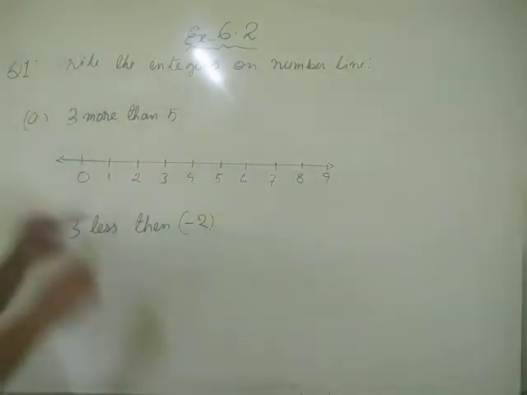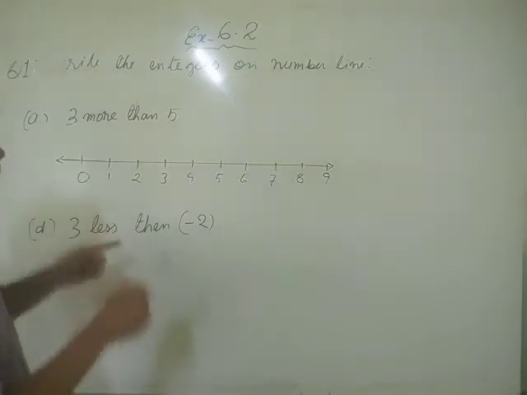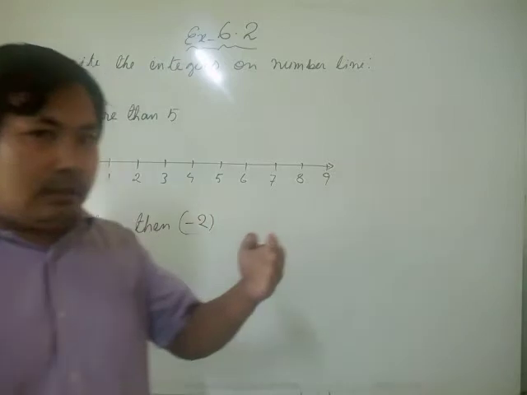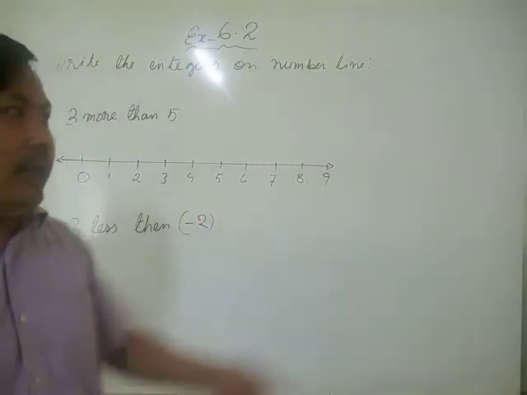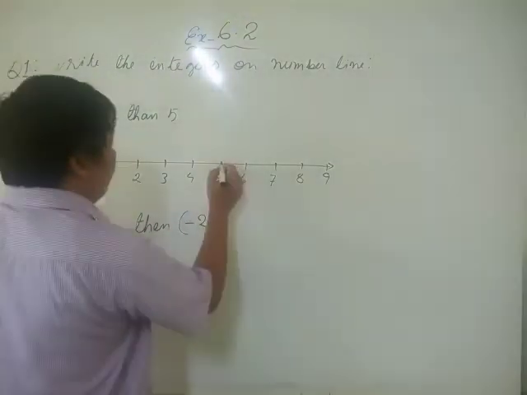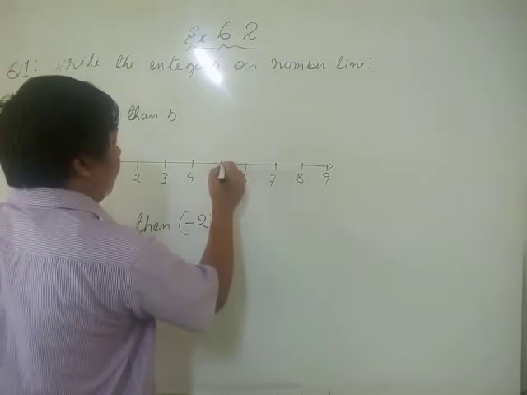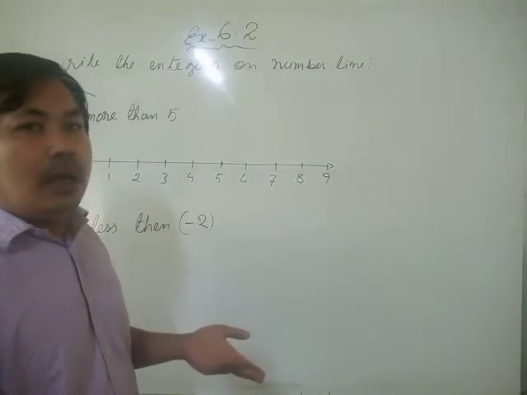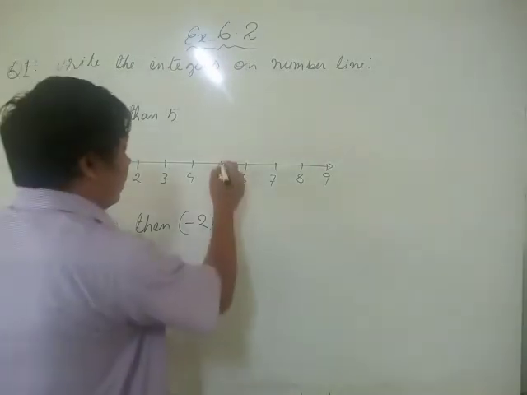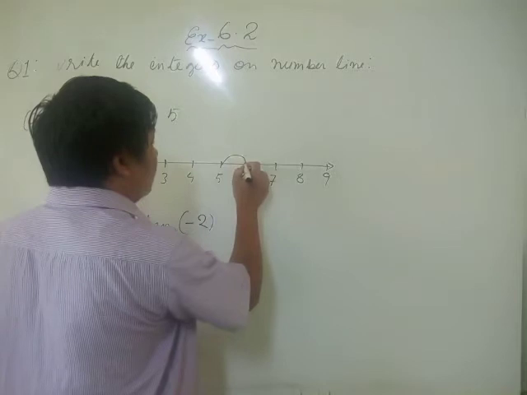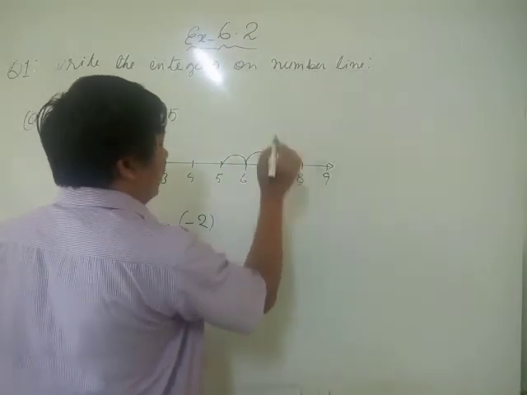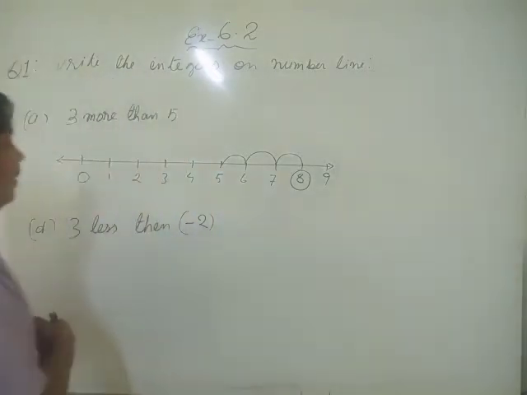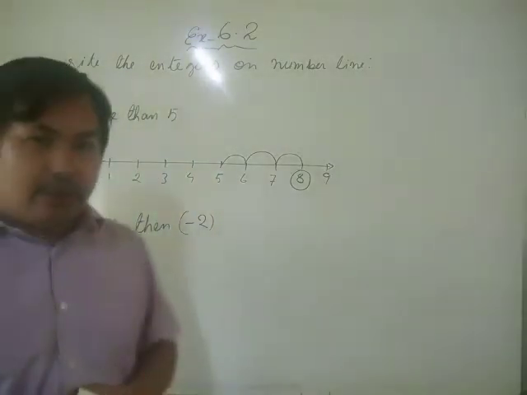So now we take the number 5 and it says 3 more than 5. Start from 5 here. Since it is more, we have to go towards the right side. 1, 2, 3. So this is the number that is 3 more than 5. It is 8. Okay, clear?